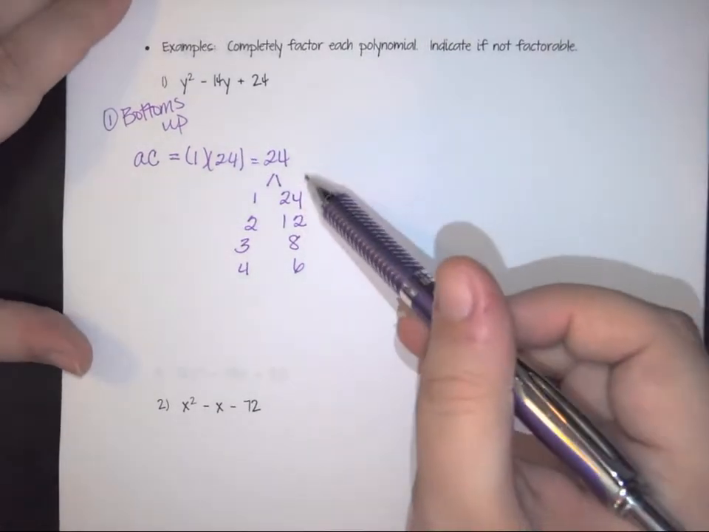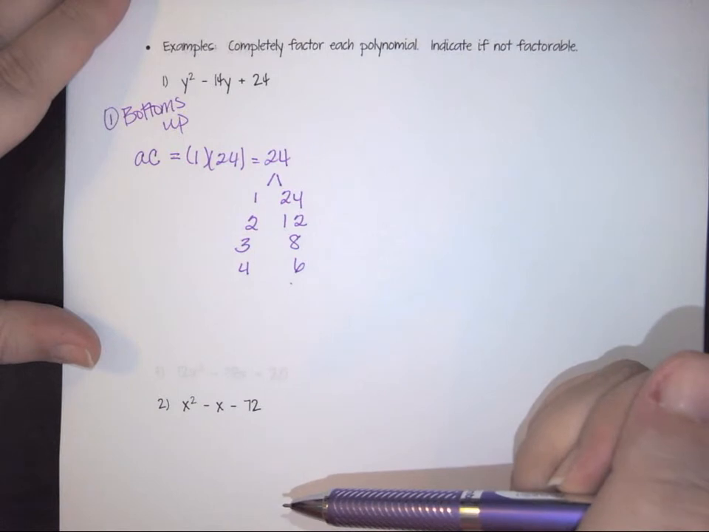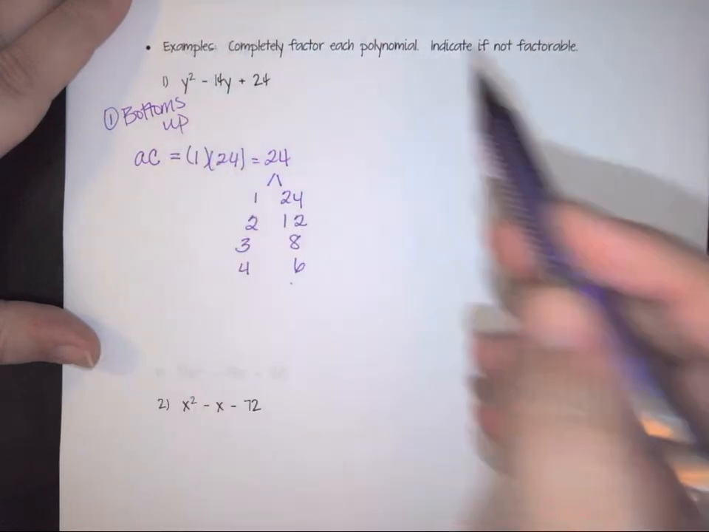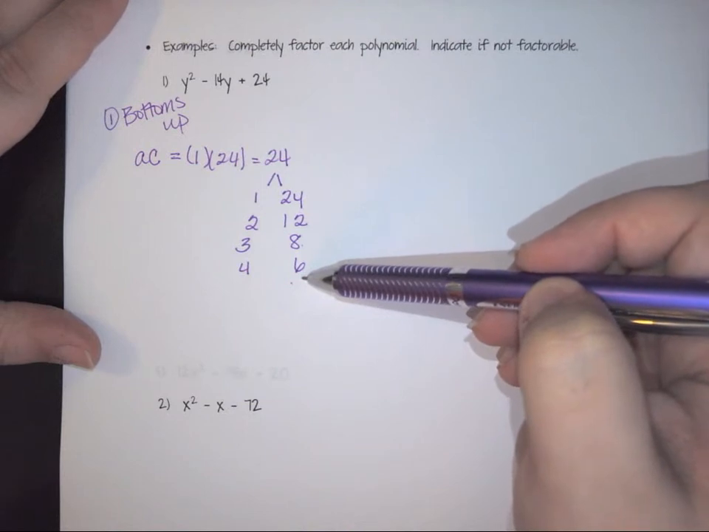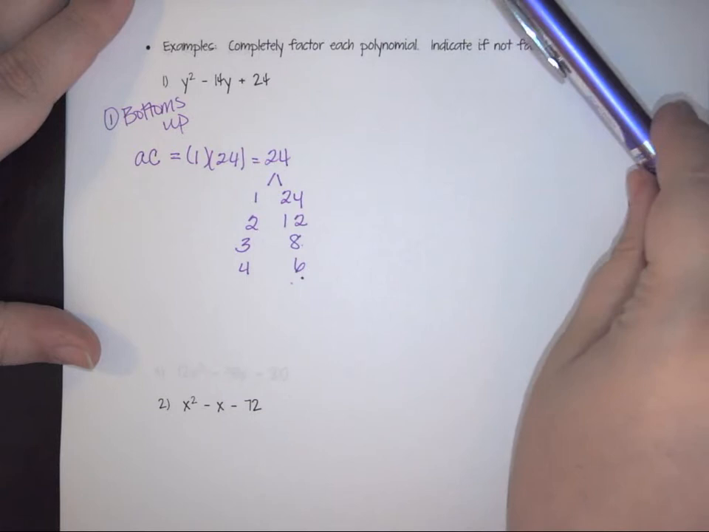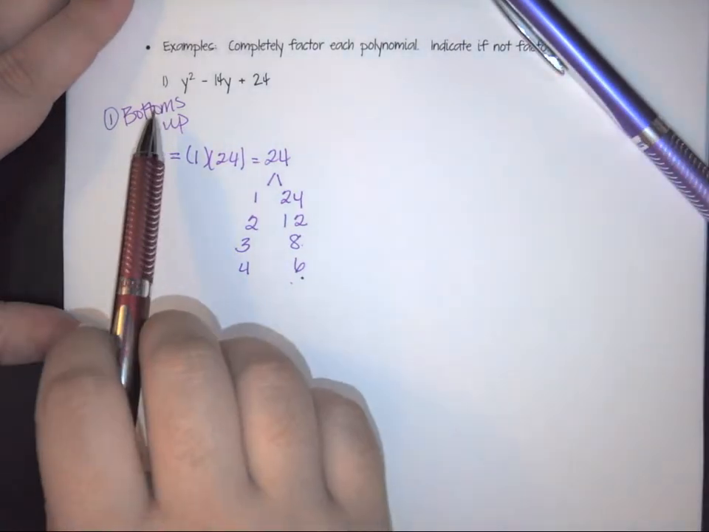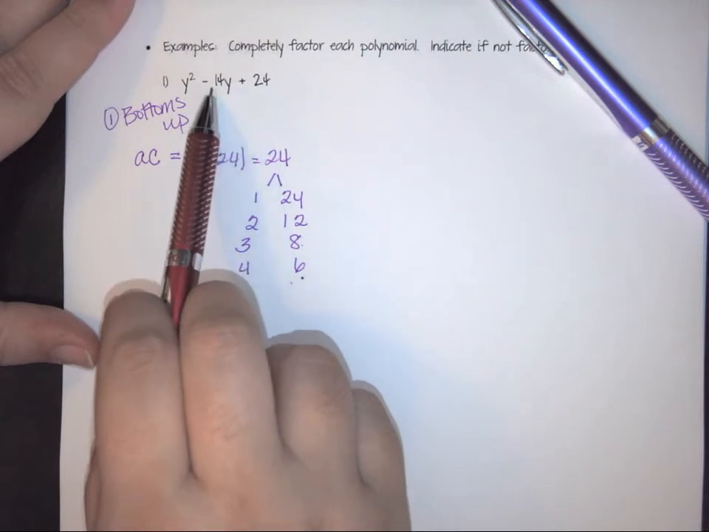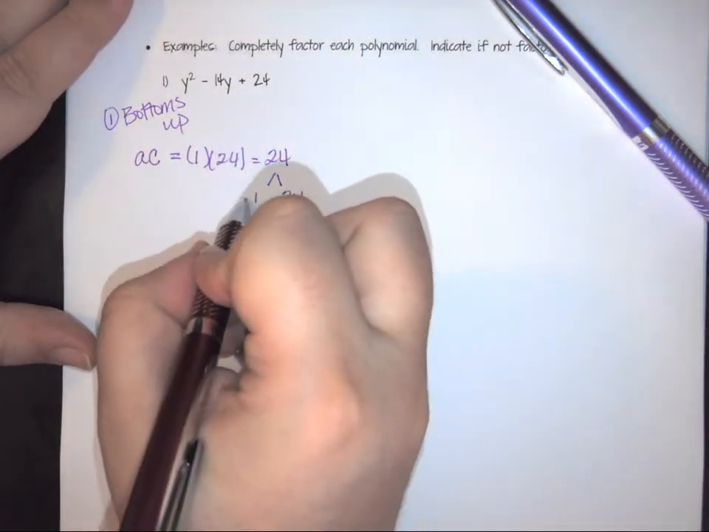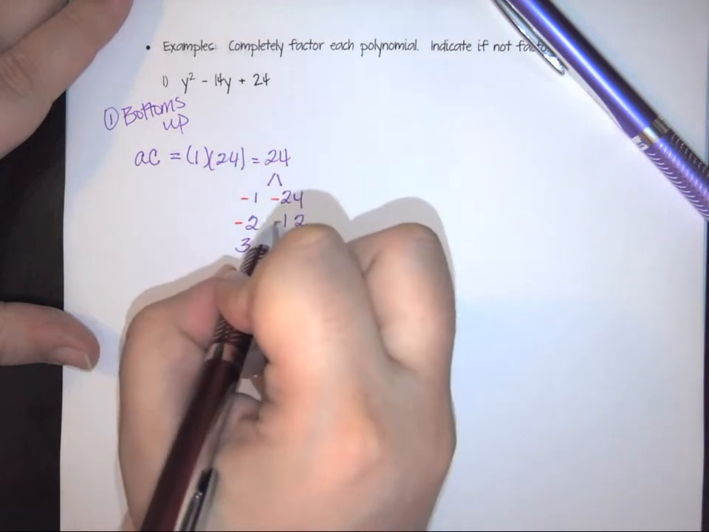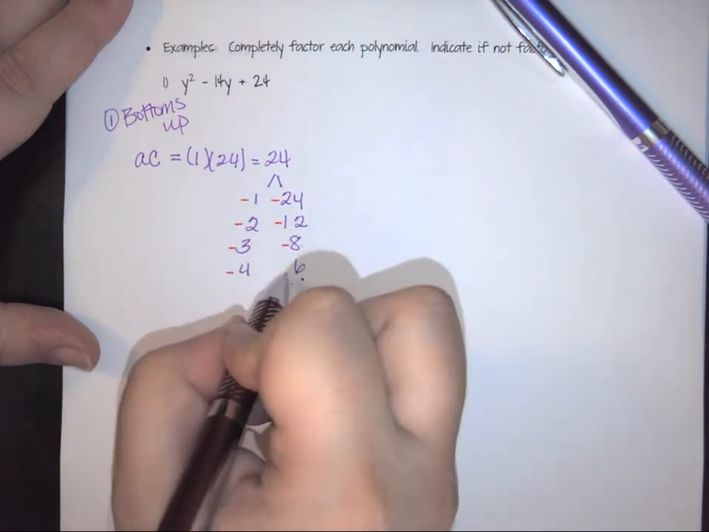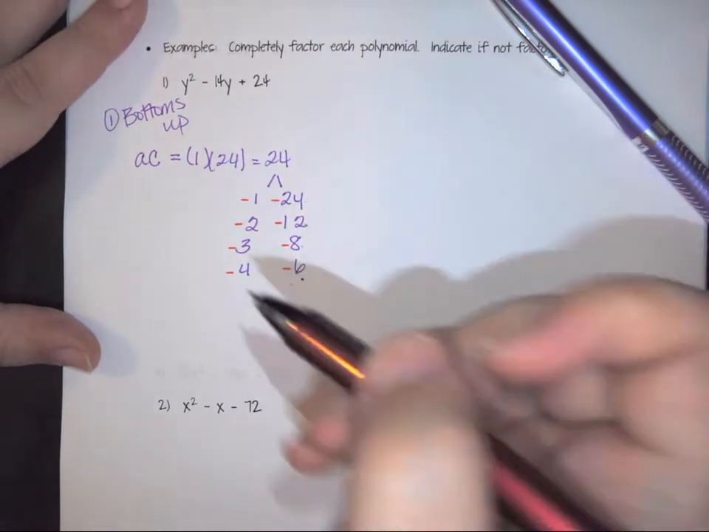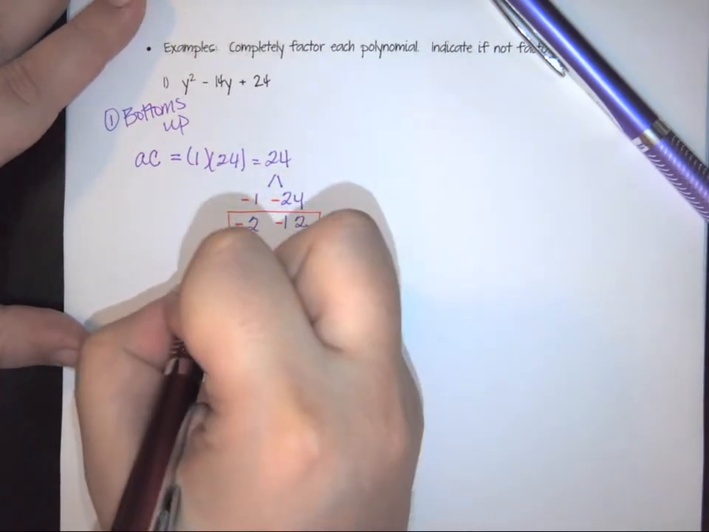Now, of these, I have to know which one of these combinations is going to give me what I want. So, that's where looking at my signs comes into play. Here, my B term is negative. So I need a combination where one's positive and one's negative, and I get a negative 14. Now, with the back term being positive, it's going to automatically tell you that both signs have to be the same. So I'm looking for a negative 14, so I'm looking at both signs being negative, because that's the only way to get a negative. And then if I look at these one at a time, negative 1 minus 24 doesn't work. Negative 2 minus 12 does, which means this would be my factor pair that I have to use.